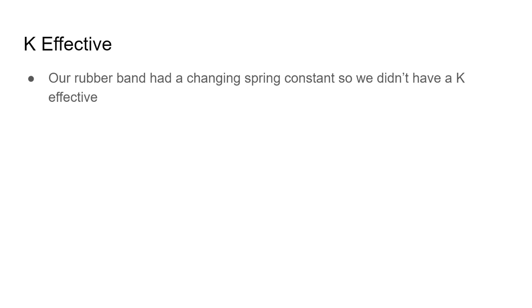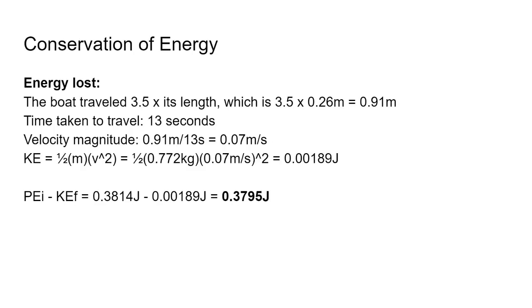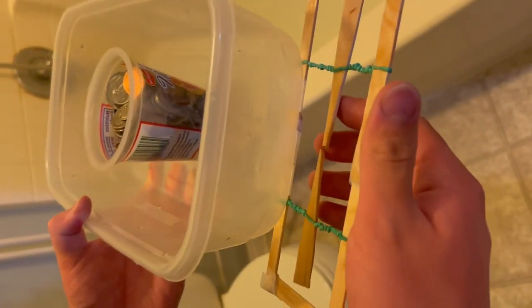So our K effective, we didn't really have one because our rubber band's K constant is constantly changing, and we knew that our boat lost energy. So in order to figure out how much energy was lost, we first had to figure out the distance traveled, which was about 0.91 meters. We then divided by the time it took for the boat to travel, which is about 13 seconds, to get the average velocity. Once we did that, we plugged that into the kinetic energy formula, 1/2 mv squared, and we got about 0.00189 joules. We then checked that against the potential energy to get the total amount of energy lost, about 0.3795 joules.